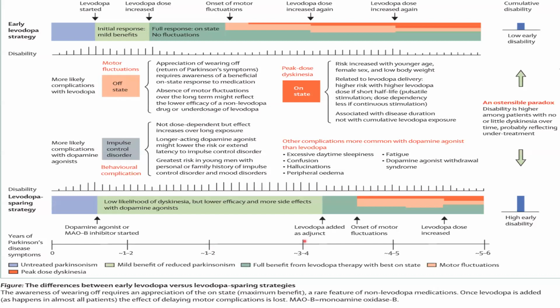So this is a chart showing that if you give early levodopa, the patient will have less disability early on and higher chances of dyskinesias in the future. If you use the levodopa sparing strategy, the patient will have high early disability but the least dyskinesias in the future. So choose the drug appropriately, choose the lower dose in the initial part of the disease to prevent future levodopa induced motor dyskinesias.